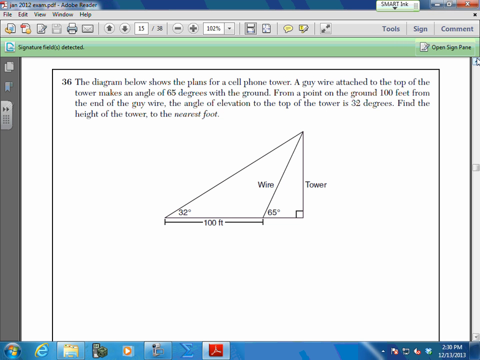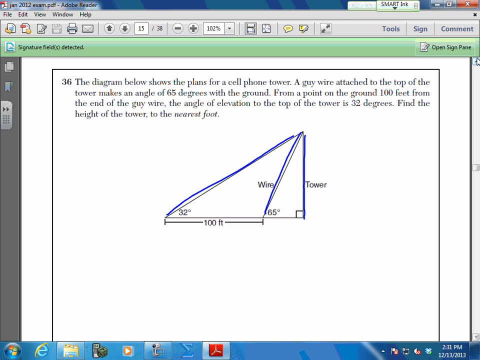Now remember, as the problems go up in points, they require a little bit more work. So here's a 4-point problem. And it calls for you to show plans for a cell phone tower. Here's your tower, and it's perpendicular to your ground. And a guy wire, which is attached here. And another one from here, from 100 feet away. Okay, you've got 2 guy wires.